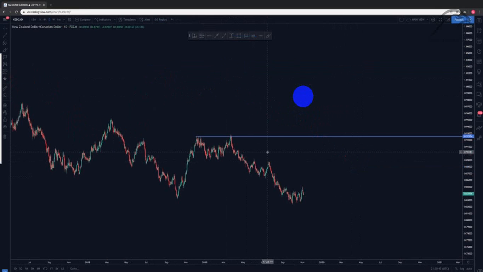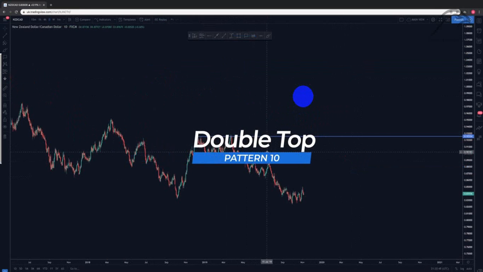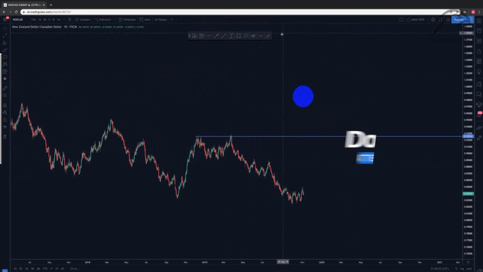Right guys, so now let's take a look at a double top formation. So this is something that we trade quite regularly. We see this on a bigger degree and a smaller degree. So what I want to show you is what that looks like. So we've got New Zealand CAD here and we're looking at a double top. Essentially, it is in the name. We're looking for a double top.